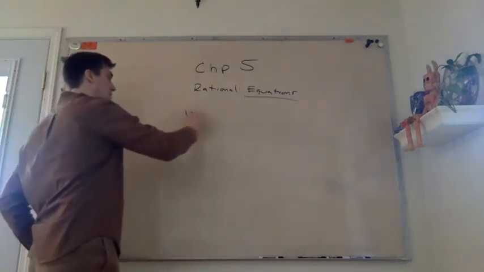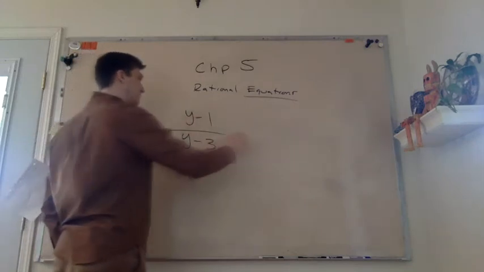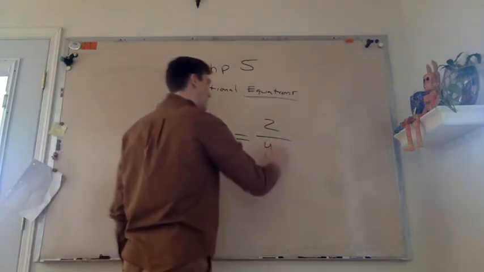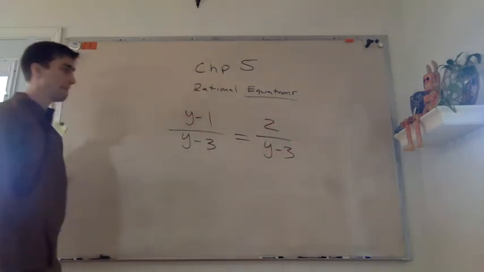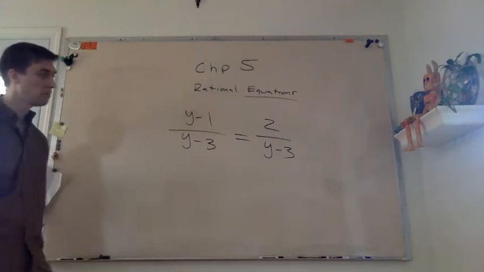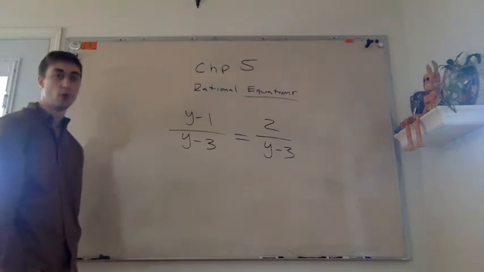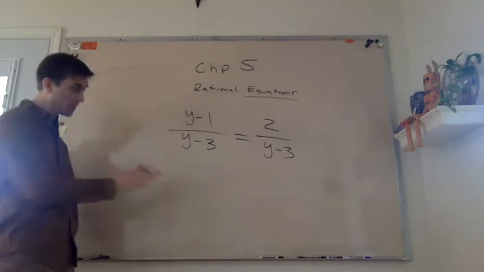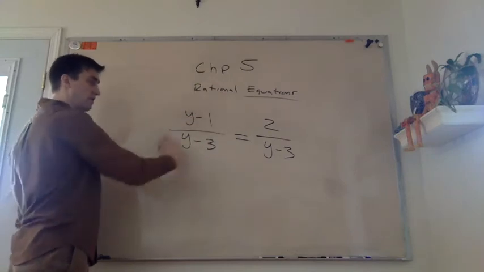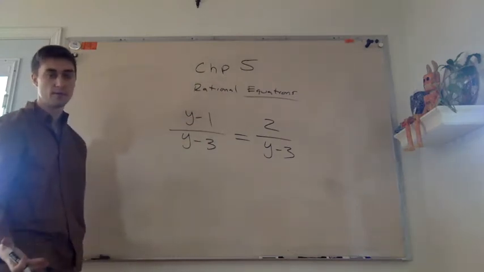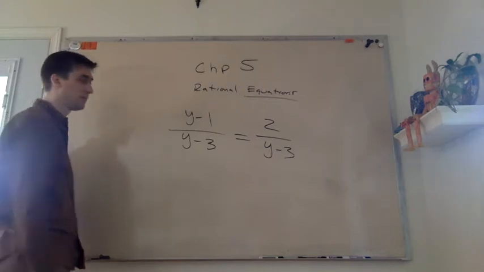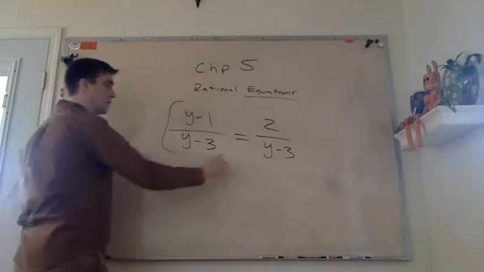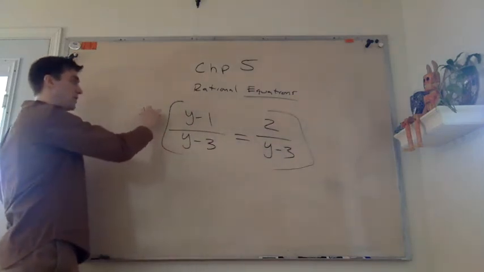How about y minus 1 divided by y minus 3 equals 2 divided by y minus 3. So, you know, it doesn't look like anything is wrong with this, probably. This is an equation. It's a rational equation. It's got variables in the denominator of fractions. How you solve equations like this is clear the fractions. So identify the common denominator. It's exactly the same: y minus 3. So all you really have to do is multiply everything through by y minus 3.